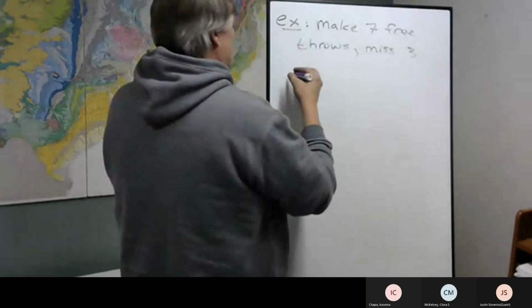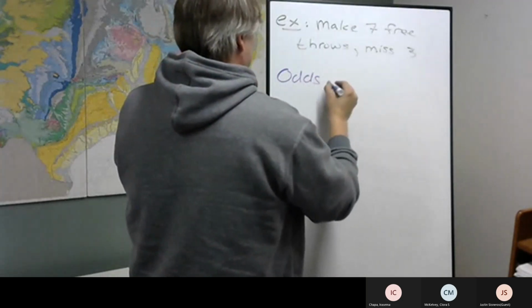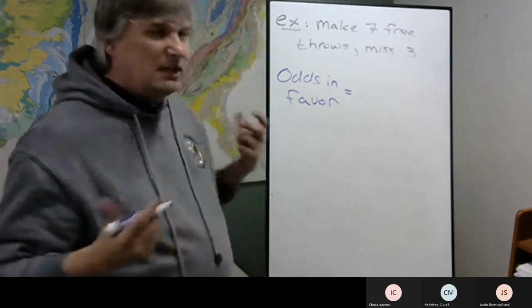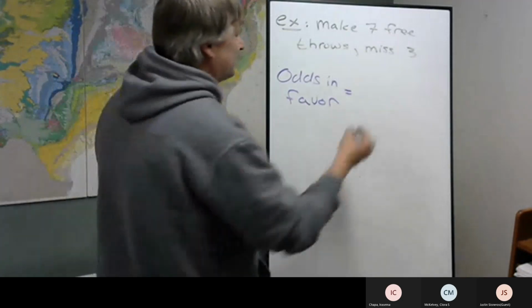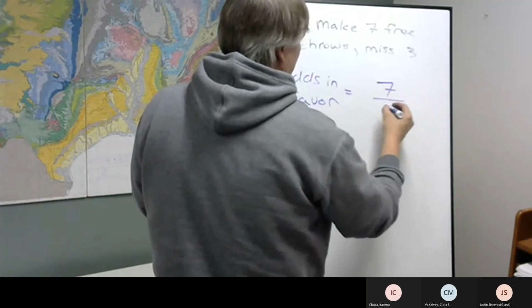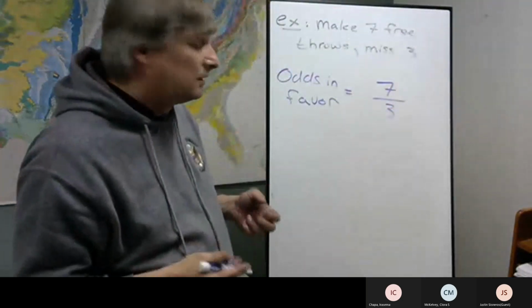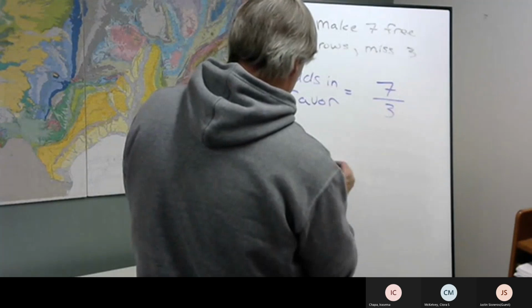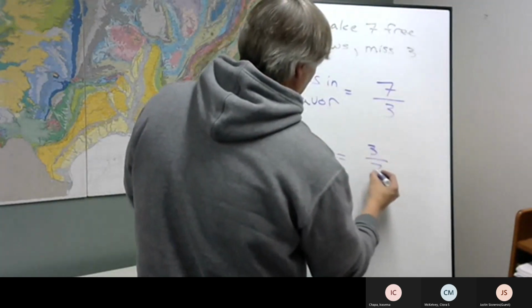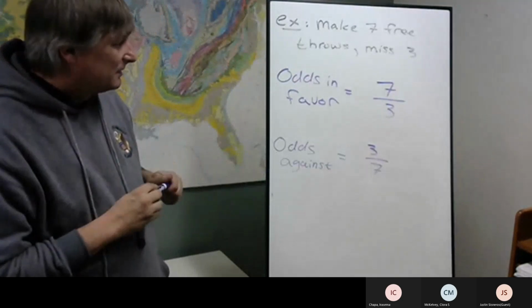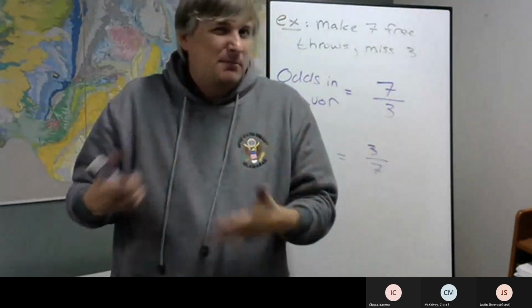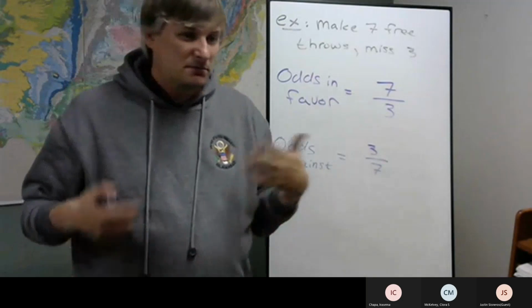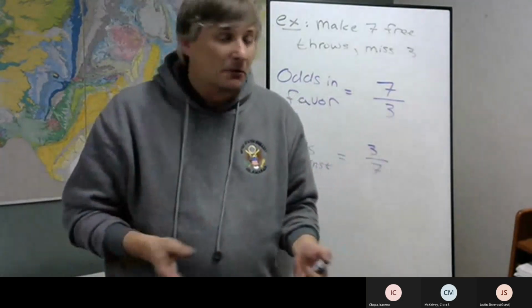Well, so odds in favor. We're interested in making free throws. That's what we want to see you do. So it would be 7 that you made and 3 that you missed. Odds against, we could say 3 over 7. Just flip it. So again, we're using what we saw in the first game to try to come up with some odds for the second game. So we're going to say it's probably 7 to 3 in favor of you making your free throws.